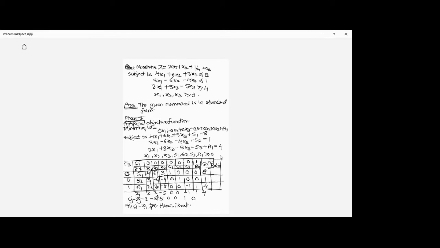Ratio 8 by 6, so that will be 4 by 3. Here it is 1 minus 1 by 6, and here it is again 4 by 3 only, right? So there is a tie amongst the leaving variable. In the afternoon lecture I am going to tell you how this tie is to be solved, but as of now we have to convert this problem into a case 3 problem.